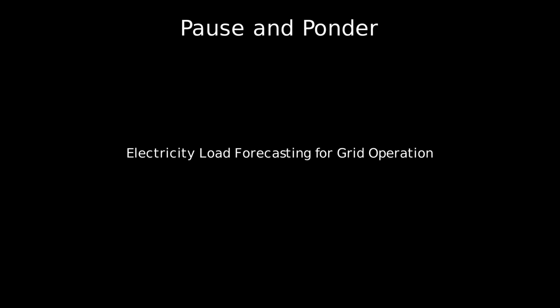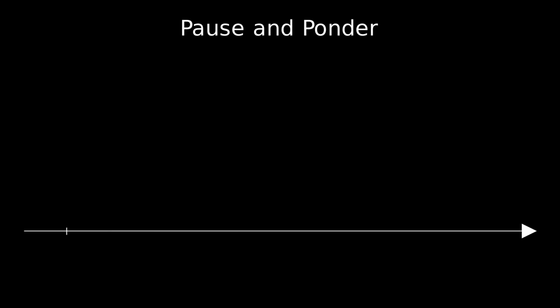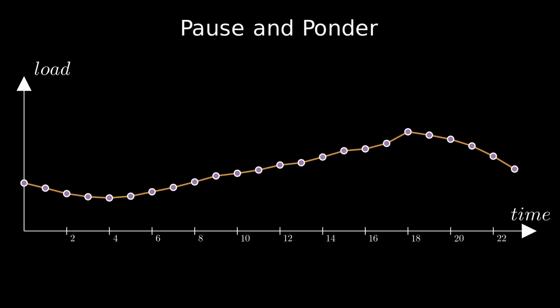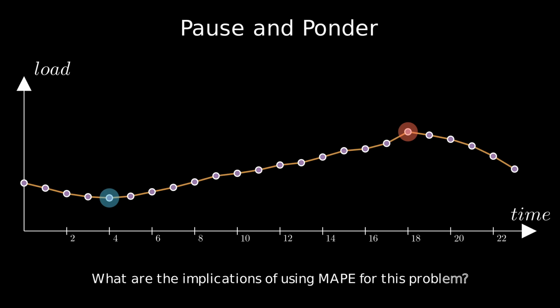The electric power utilization typically follows a pattern like this with hours of a day. It is important for us to get the daily peak values right. In other words, forecasting the local maxima accurately is more important than forecasting the local minima accurately. Here is a question for you to think about. What are the implications of using MAPE for this problem? If this interests you, feel free to comment below or message me with your thoughts.